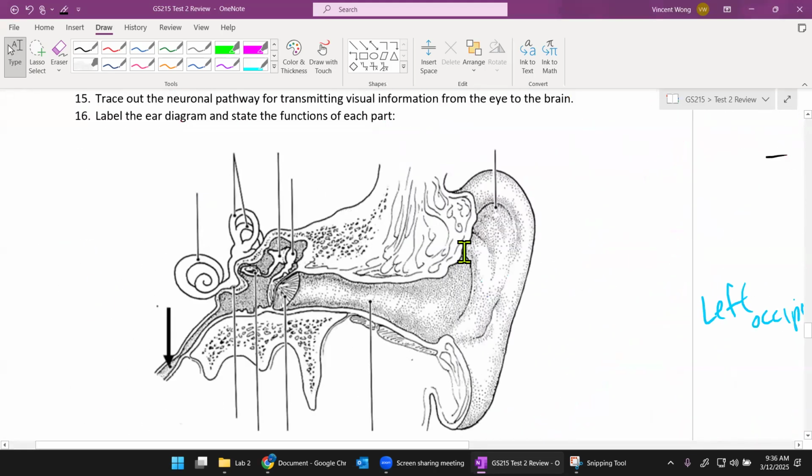This is the ear. It's a different perspective than the one I gave you in the labeling book, so it's good to label things from a different perspective. This is the pinna, the ear, and the sound is going to be coming in.